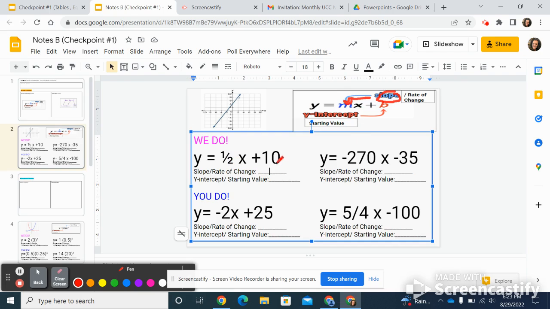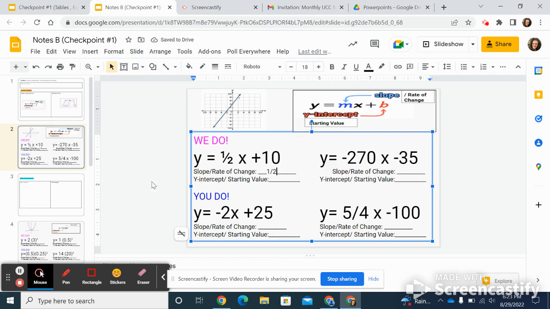When I look at this equation, when I say the m spot, it's whatever's next to x. What number is touching x? For this problem, the number touching x is 1/2. So when I type in my slope, it's going to be 1/2.